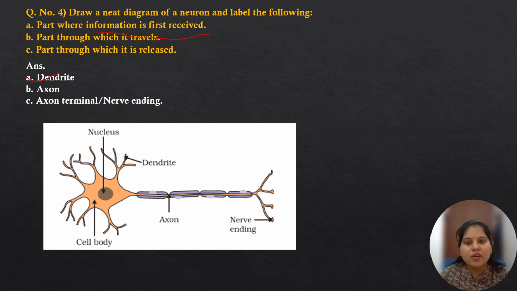The part through which it travels is the axon, this whole is the axon, and the part through which it is released, the information is released through this nerve ending to the next neuron. So we can write it axonal terminal or nerve ending. So this is the structure of a neuron. A neuron generally has three main parts: dendrite, axon, and nerve ending, and this is the cell body. It contains the nucleus also.